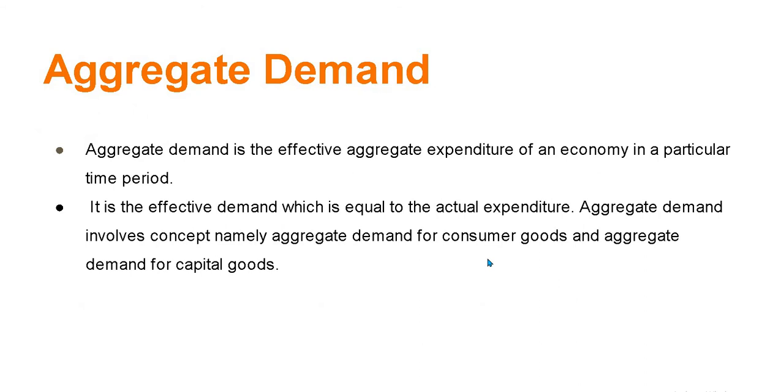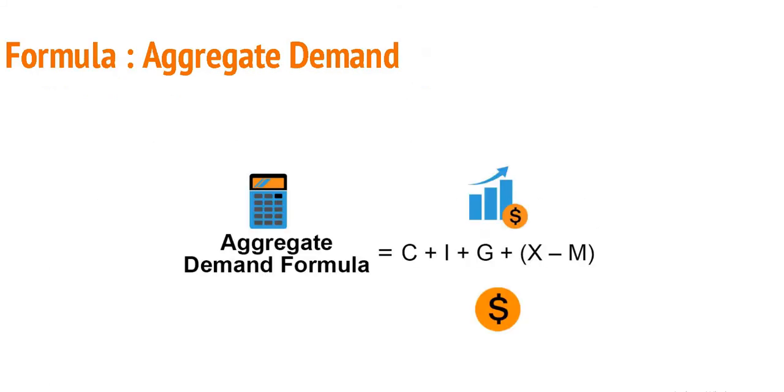The next is aggregate demand, which is the effective aggregate expenditure of an economy in a particular time. It is effective demand, which is equal to the actual expenditure. Aggregate demand involves two concepts, namely aggregate demand for consumer goods and aggregate demand for capital goods. The formula for this is C plus I plus G plus X minus M.